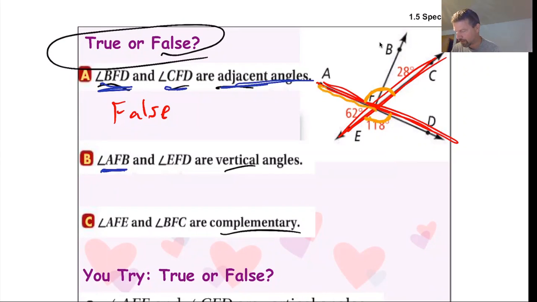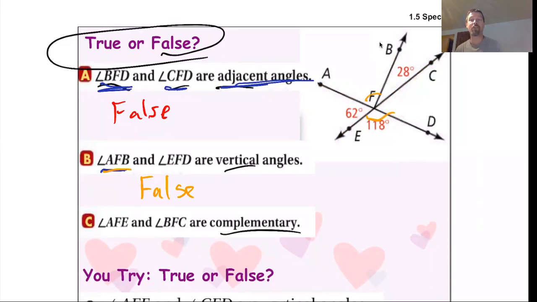But this is AFC, not AFB. AFB isn't that whole thing. That's just part of the angle. So again, false. Vertical angles happen when two lines intersect. Just because they look like they're across from each other, this one and this one, they're not vertical. They're only vertical if they're the angles caused when two lines intersect. I'd have to have that entire one for it to be a vertical angle.